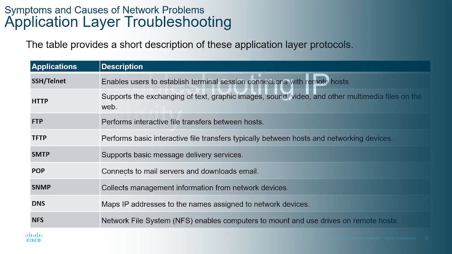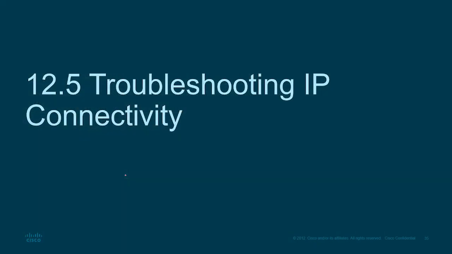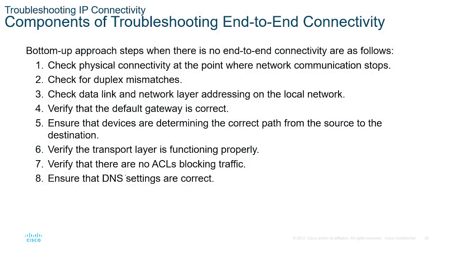Now, troubleshooting IP connectivity. Components of troubleshooting end-to-end connectivity. The bottom-up approach steps when there's no end-to-end connectivity are as follows. Let's say you have no connection anymore, so you will go from the bottom up, from the simplest thing to everything.